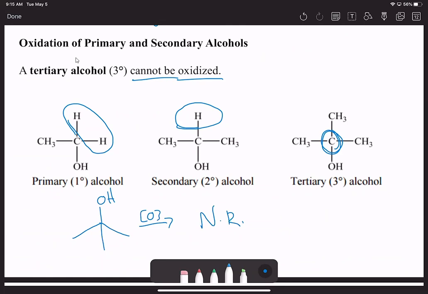So 3 different results as we're trying to understand these oxidation reactions. Primary alcohol, we get an aldehyde, which is a carbonyl plus hydrogen. Oxidize it again, we get a carboxylic acid, which is a carbonyl plus a hydroxy group. Secondary alcohol, we're going to form a carbonyl, and we're done. There's no reaction beyond that.